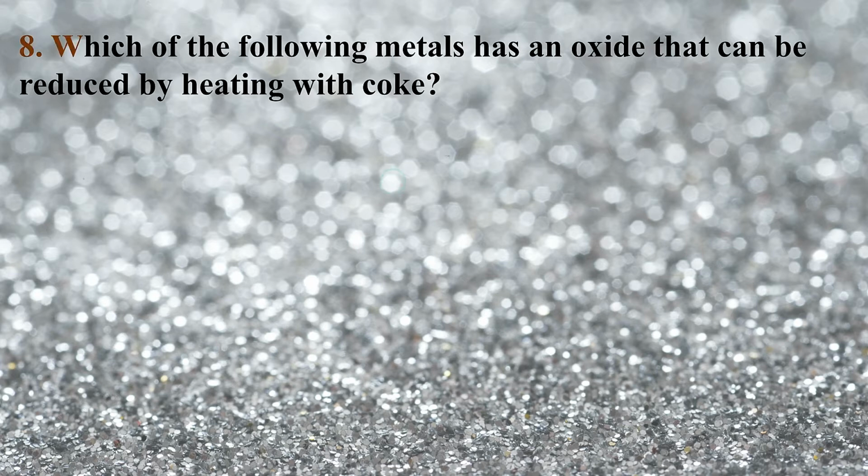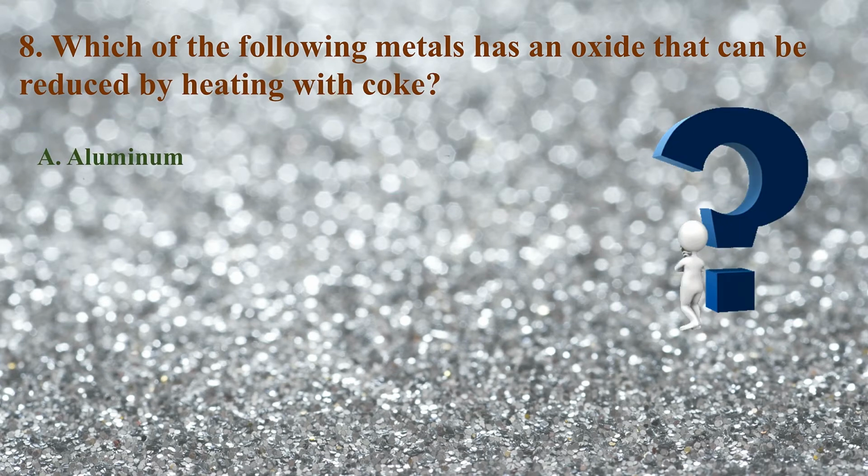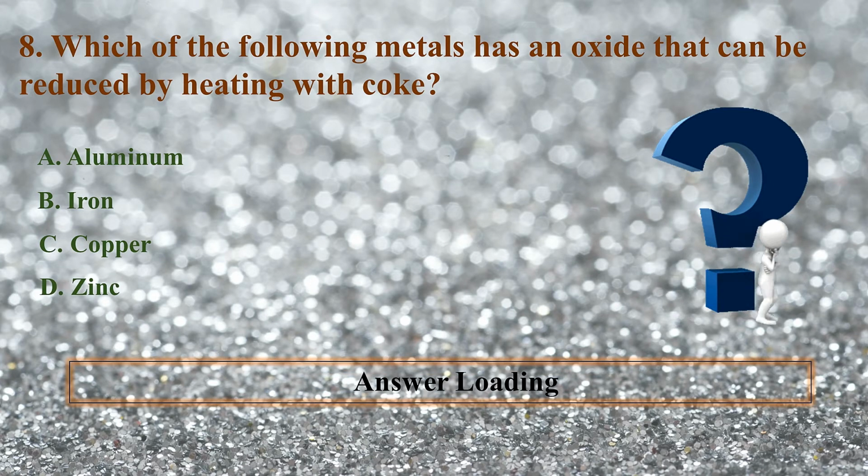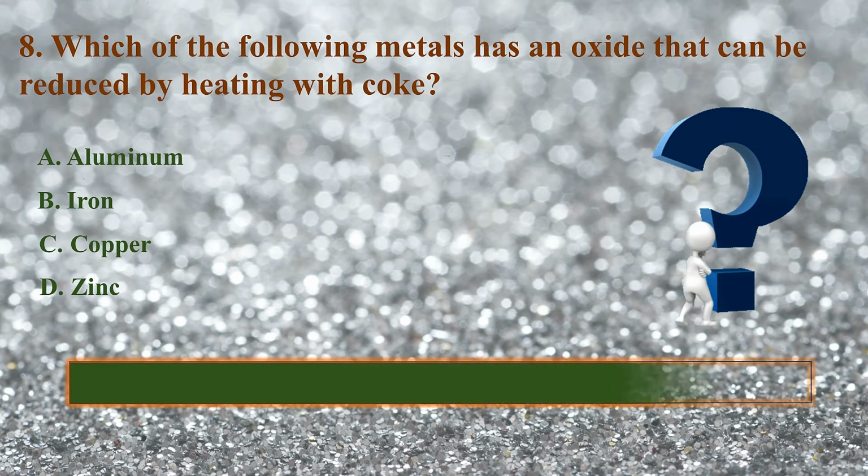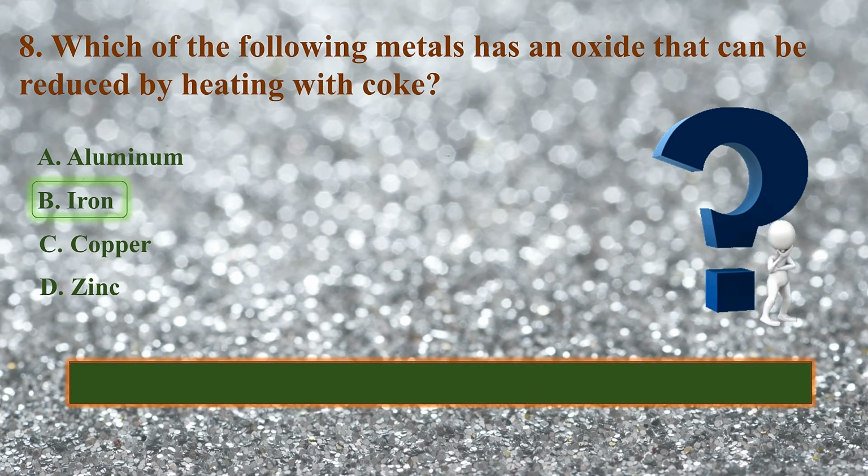Next question is, which of the following metals has an oxide that can be reduced by heating with coke? And your options are A, aluminium, B, iron, C, copper, D, zinc. And your time starts now. And the correct answer is B, iron.